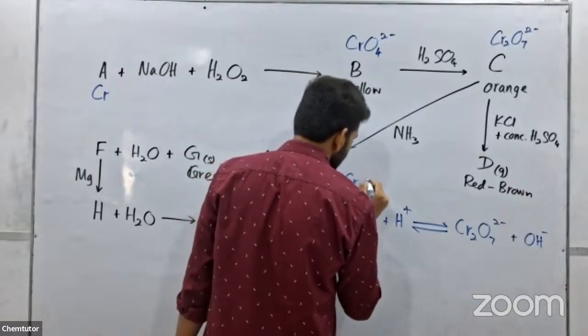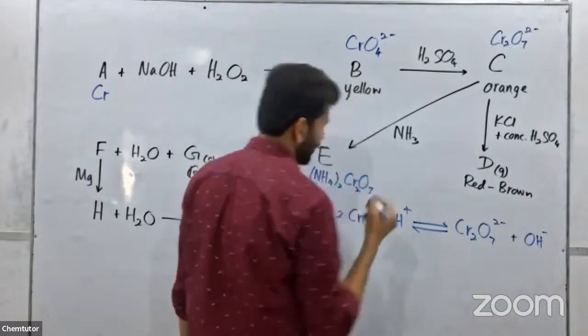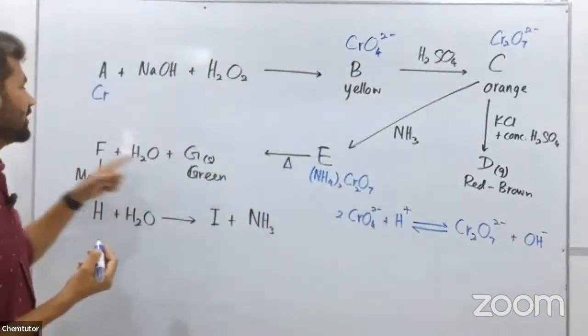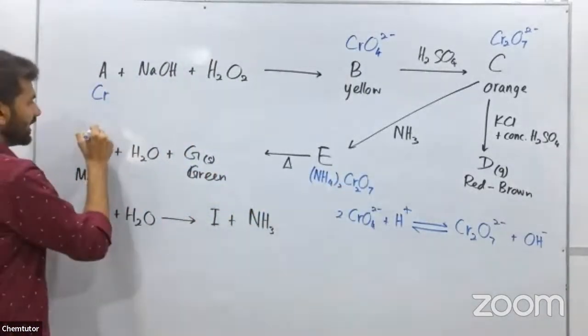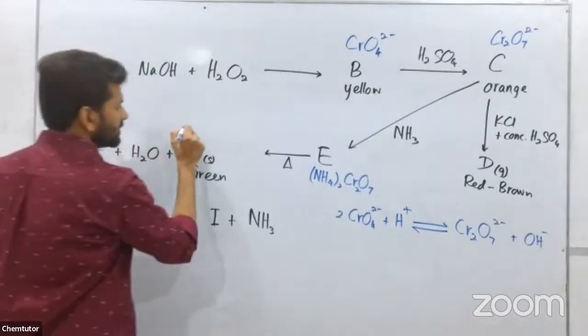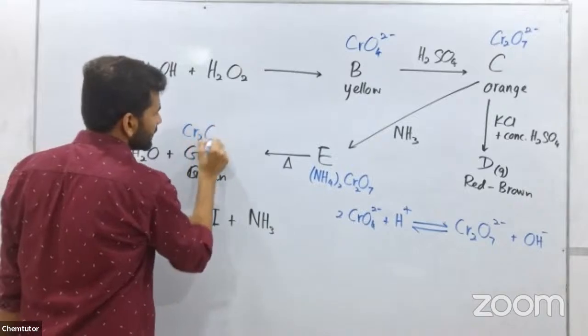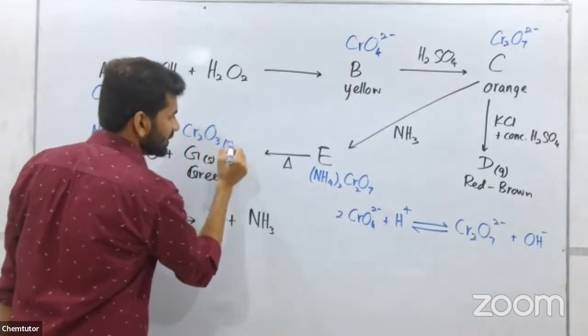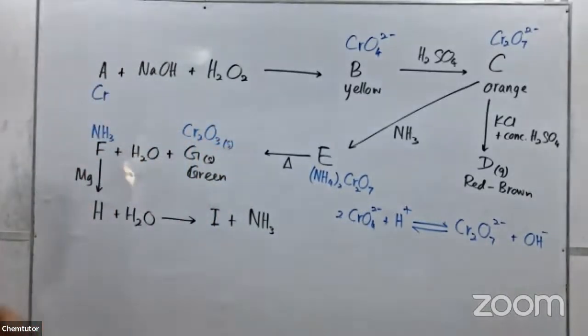(NH4)2Cr2O7. Ammonium dichromate decomposes to give ammonia gas, water, and Cr2O3 solid, that is the green color solid. Okay, so it has water and ammonia as the gas.